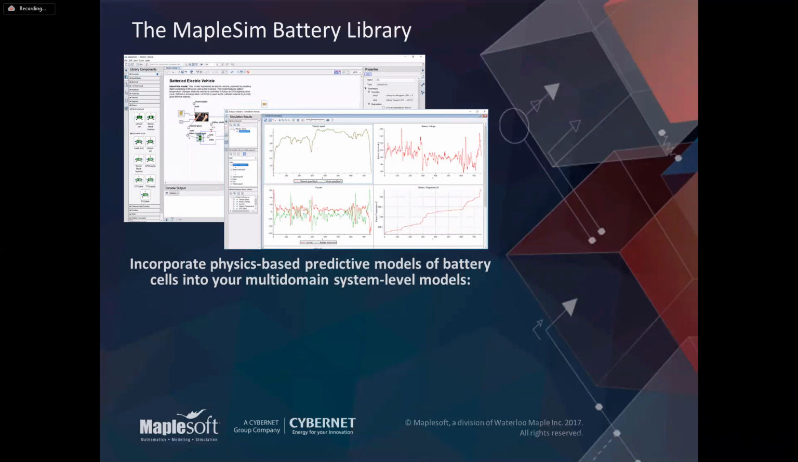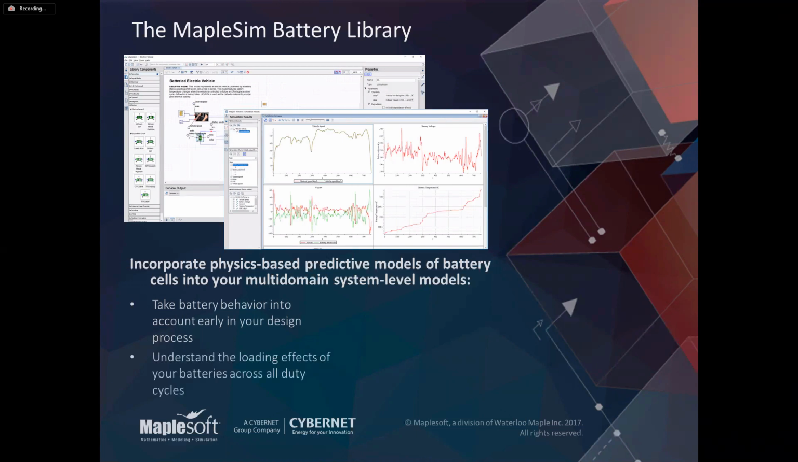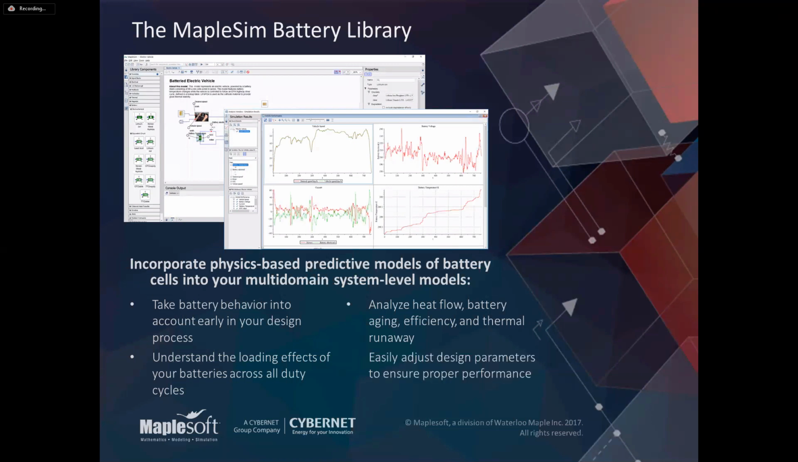With a battery model, you can save time and avoid problems by taking battery behavior into account early in your design process. You're able to understand the loading effect on the battery as it undergoes many different duty cycles and how the battery will behave as part of the greater system. You gain a better understanding of the heat flow in the battery, how rising temperature and age affects efficiency, and what critical factors could cause thermal runaway. You can easily adjust your designs to optimize performance and reduce risks.